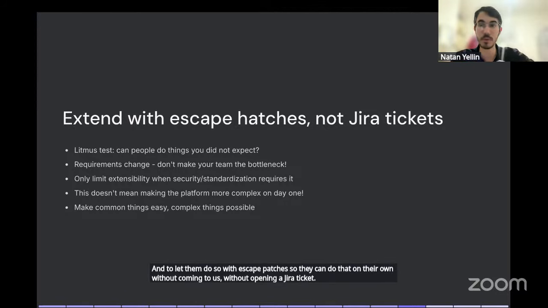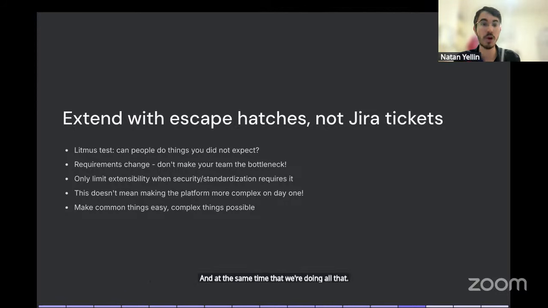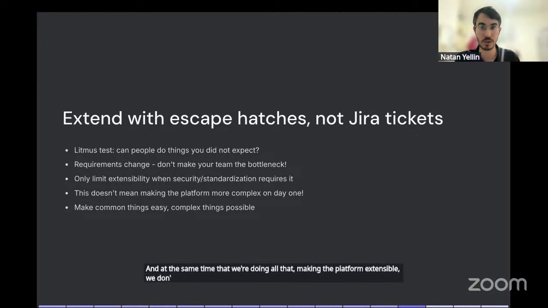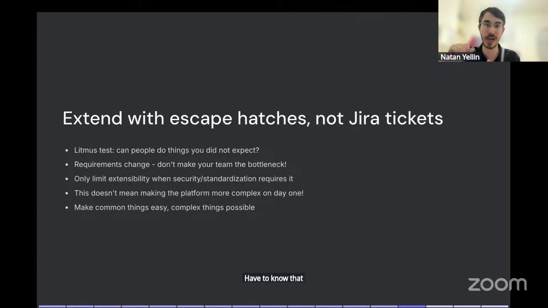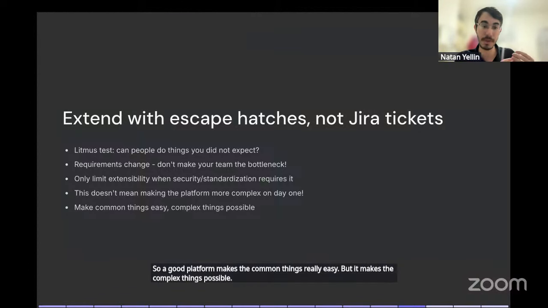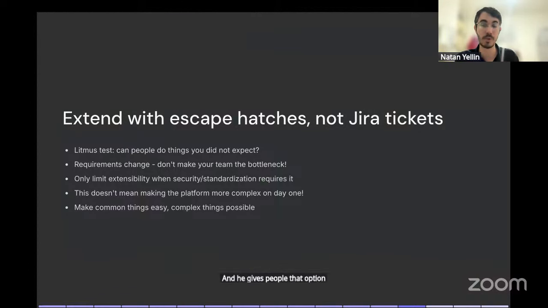And at the same time that we're doing all that, making the platform extensible, we don't want to make the experience on day one more complex. So we don't want to force people up front to learn all these extra things. The whole point of our platform, again, is to shift that learning curve. We want people to start on day one having to know only this, but be able to learn more over time. So a good platform makes the common things really easy, but it makes the complex things possible. And it gives people the option to extend the platform in ways that we didn't think of.